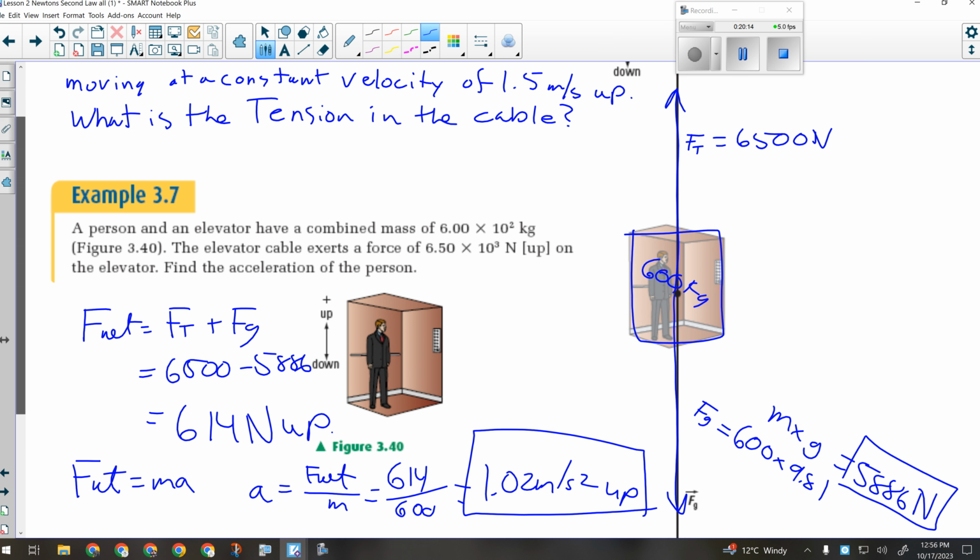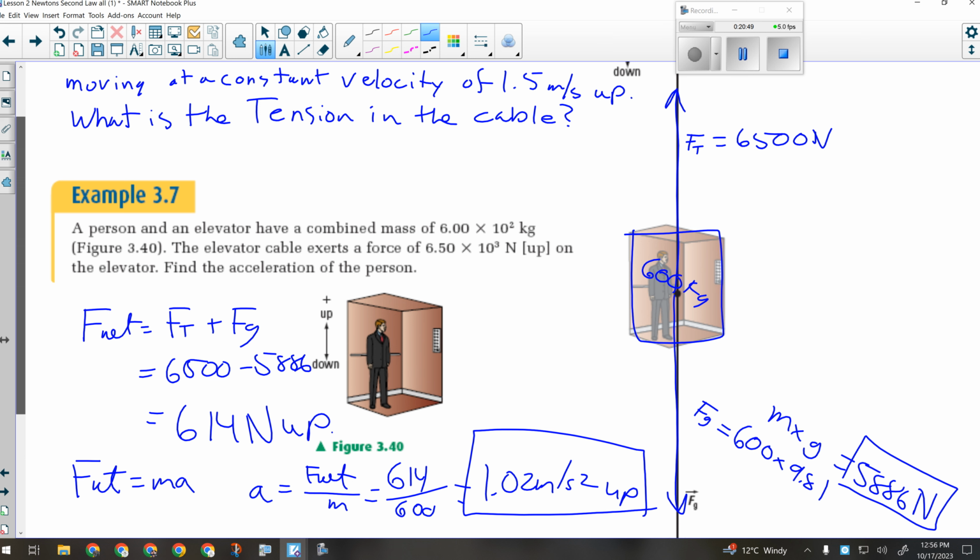What's my net force? 0. In this situation, my net force is 0. Because what's the acceleration in this question? 0. It's moving at a constant velocity. That is a set of words you need to always be on the lookout for in a Newton's second law question. You see the words constant velocity, it doesn't even matter what the number that follows that is.